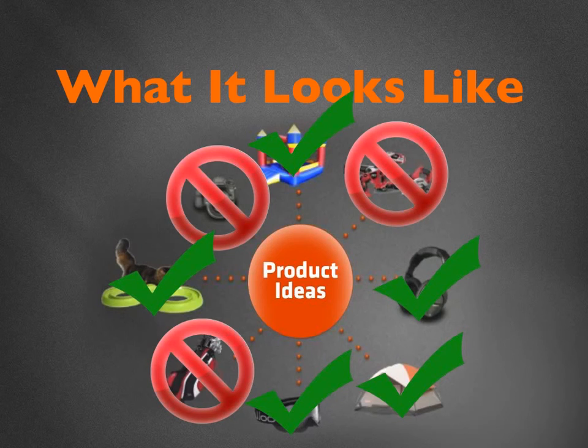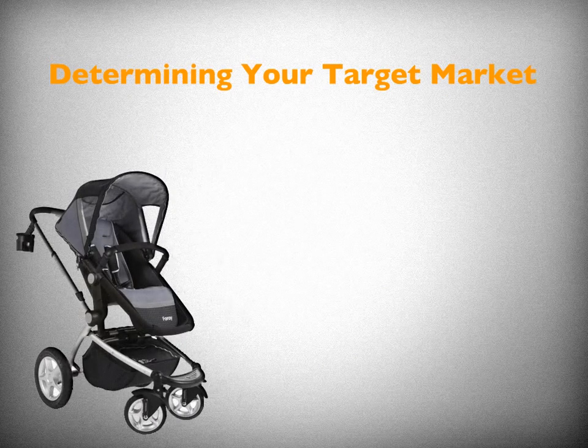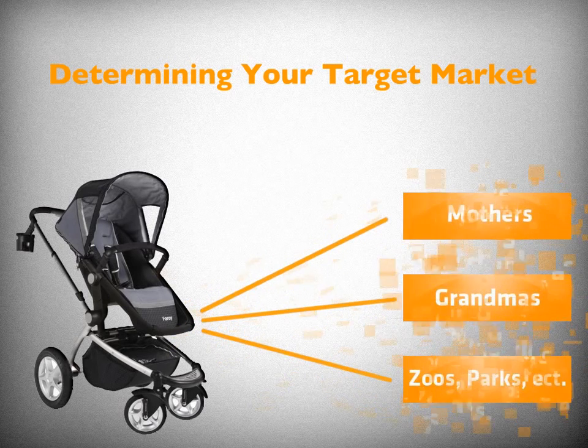Now, before we really get into that, it's important that as we determine which niche we want to be in, we also understand who our target market is. Here's a quick idea of how you determine your target market. As a basic example, if I were selling strollers, I would determine that one of my target markets is going to be mothers. Another would be grandmothers who are buying strollers for their children and grandchildren. And then finally, maybe zoos or parks, different recreational places that might want to buy in bulk to use for their park. That's what I want to look at to determine our target market.